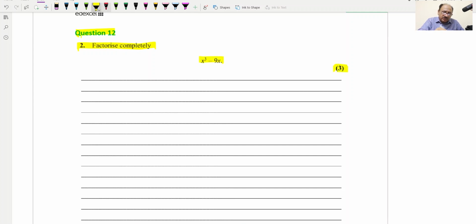Now question number 12 and question number 2 of the past paper, factorize completely, and this is a 3-mark question which we can solve. We can take x common first, so inside will be x squared minus 9, and now we can write it as x, and inside we can write x squared minus 3 squared like this.